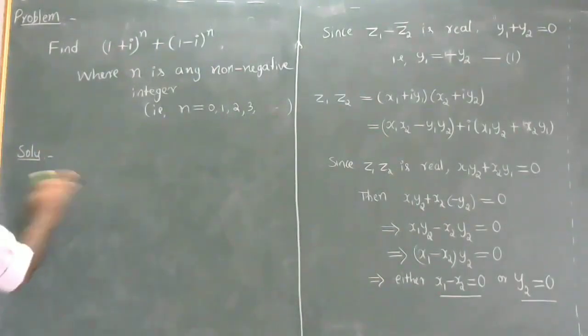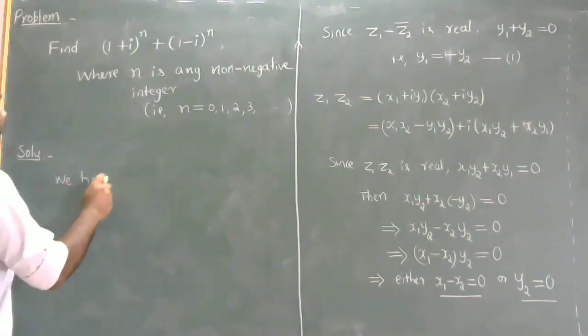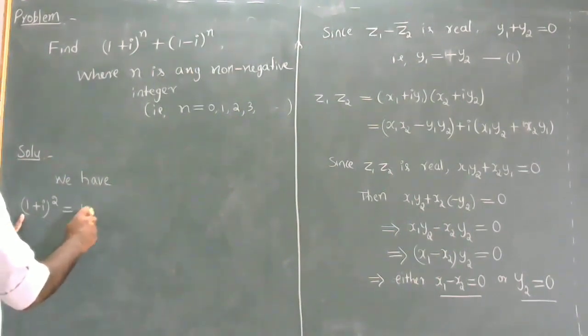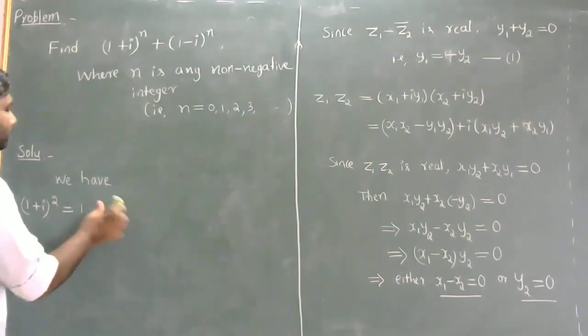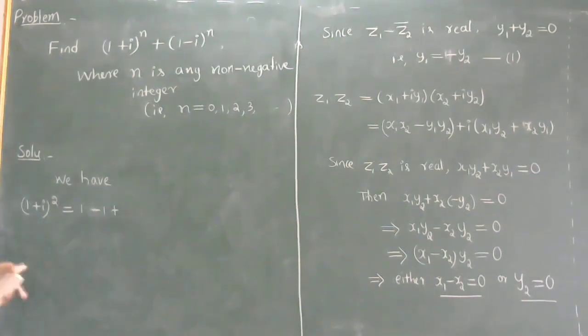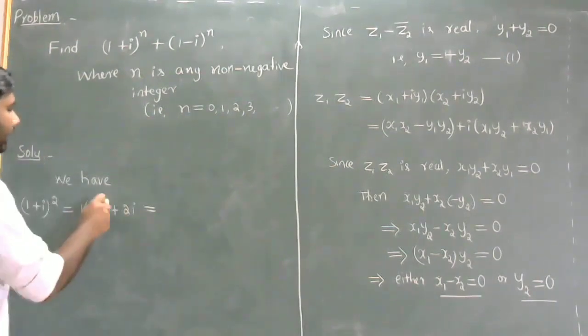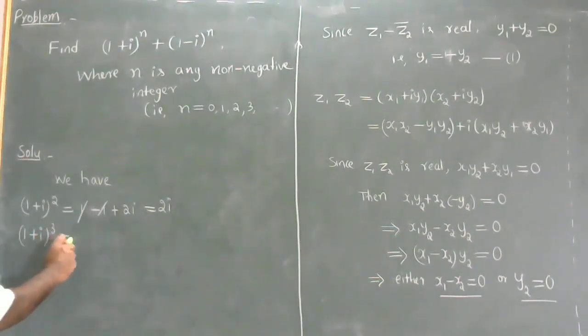Okay, first of all, we have (1+i)². So what is (1+i)²? It is of the form (a+b)², so a² + b² + 2ab. b² is i², which is -1, plus 2·a·b, which is 2i. So +1 and -1 get cancelled. It is just 2i.